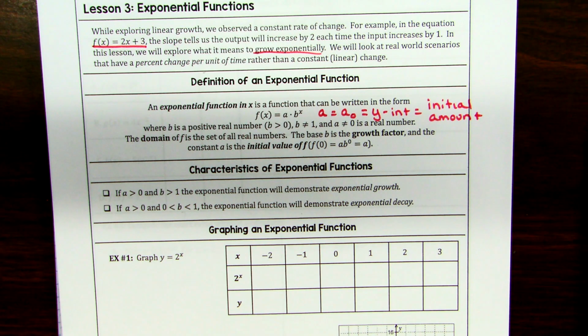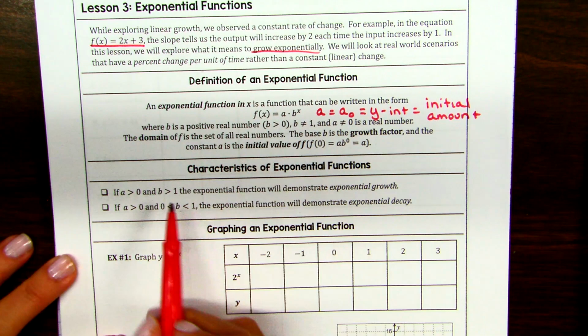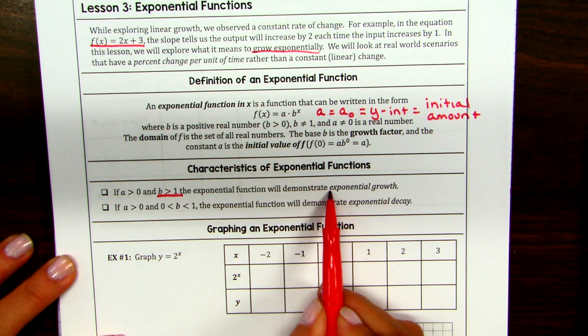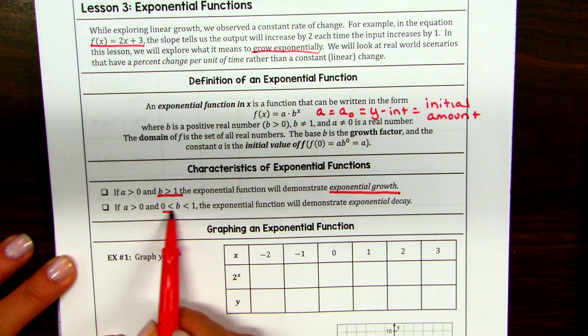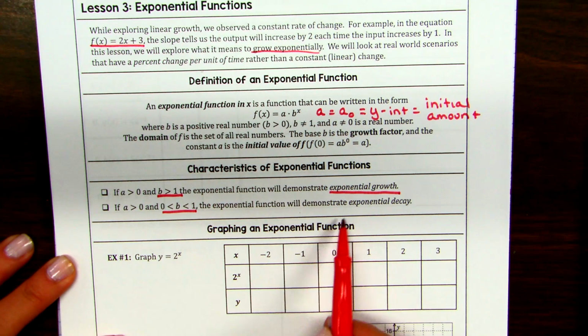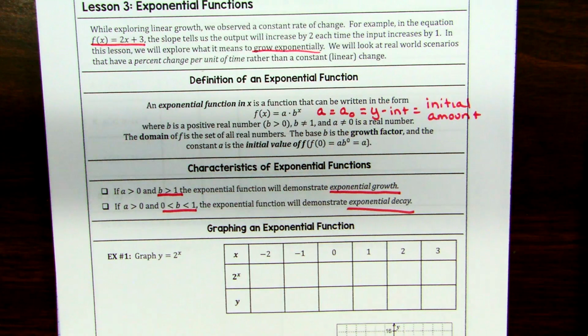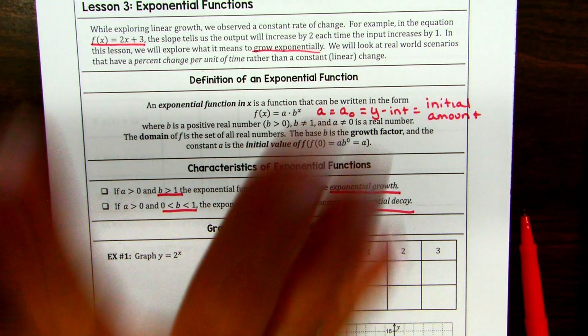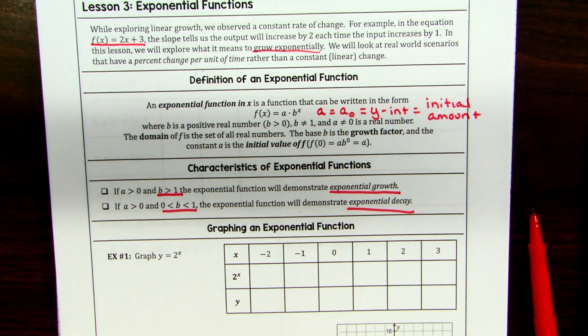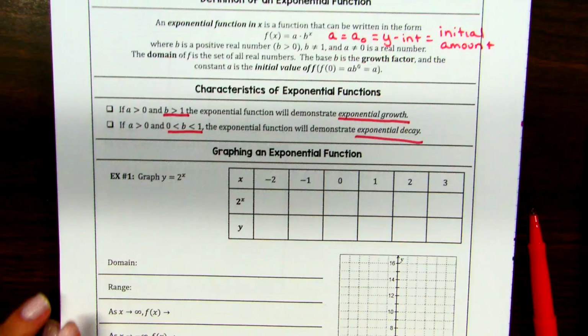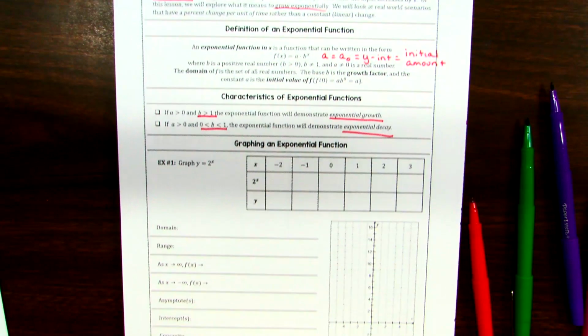And it has the b value. The b value, if it's greater than 1, it's called exponential growth. If it's less than 1 but greater than 0, it's exponential decay. And I'll explain that better with an example in a moment, okay? But just kind of want to cover what the words are saying there. But I'm going to explain all of this as we go through the examples. And like I said, just pay attention. Let's get through the notes.